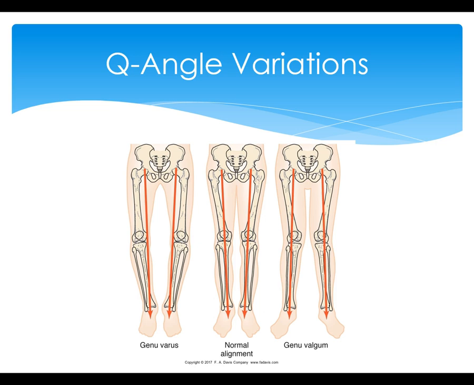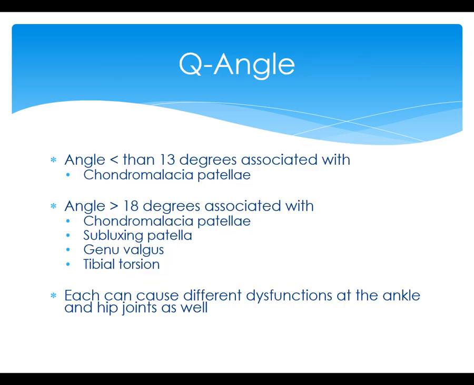So an acute angle, less than 13 degrees, is associated with what's called chondromalacia patellae, which just means that the cartilage on the underneath surface of the patella is wearing thin. On the other side, an angle greater than 18 degrees is also associated with this, but you can also have things like subluxing patella, genu valgus, and tibial torsion. We will not discuss a lot of these dysfunctions in great detail, but they are mentioned briefly in your book.